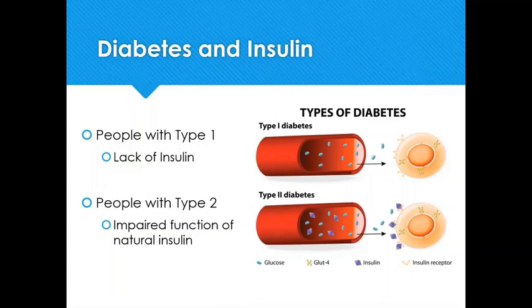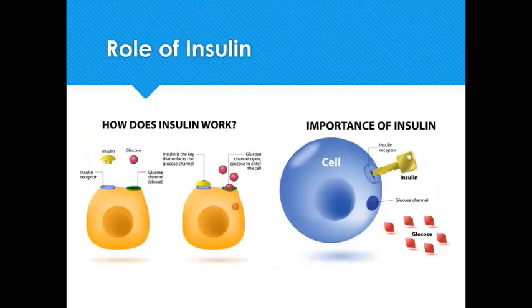Hi everyone, my name is Dyer, and I'll be speaking about diabetes and insulin management today. There are two types of diabetes. People with type 1 diabetes have a lack of insulin. Their pancreas does not produce any insulin. People with type 2 diabetes have a pancreas that does produce insulin, but just not enough that the body requires.